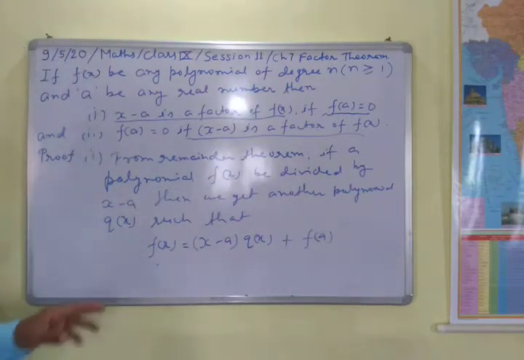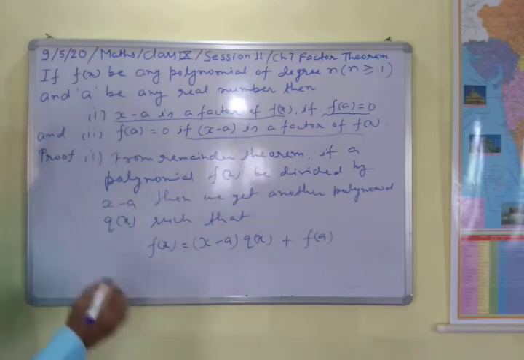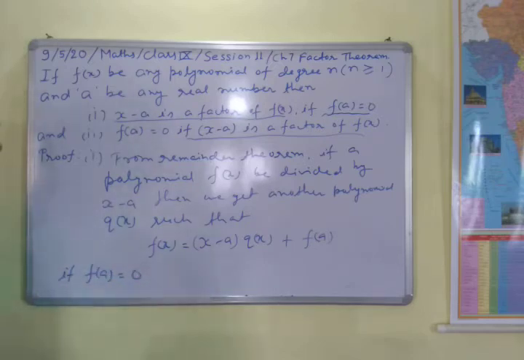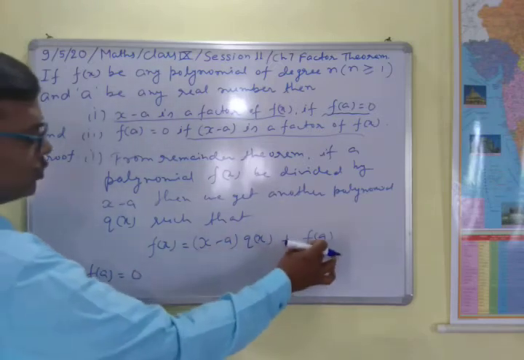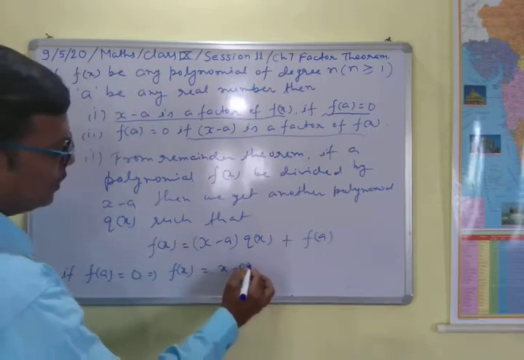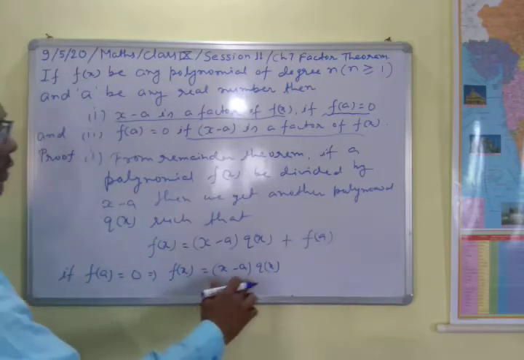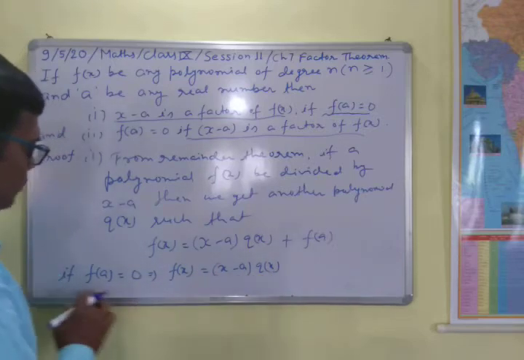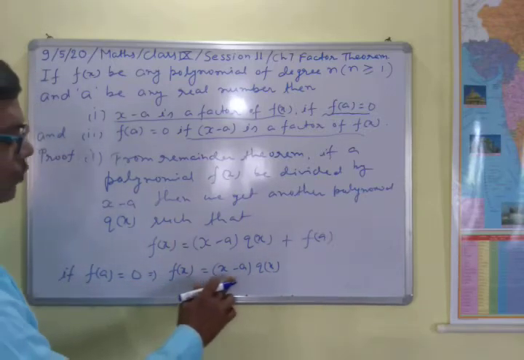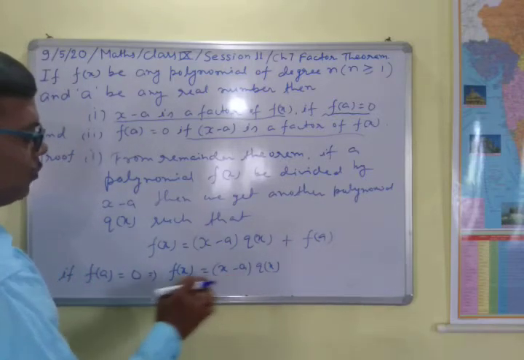So now what is next here? Next, if f(a) equals 0, then what will happen? See, if f(a) equals 0, that is, this is 0 now, then this implies f(x) equals (x minus a) into q(x). So this proves that when f(a) equals 0, we get f(x) equals (x minus a) into q(x). It means that x minus a is a factor of f(x).